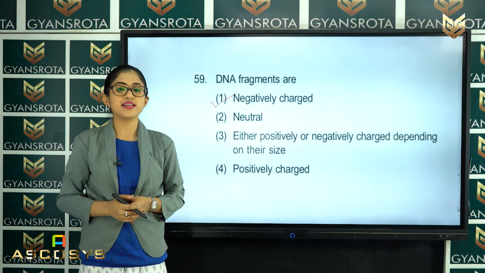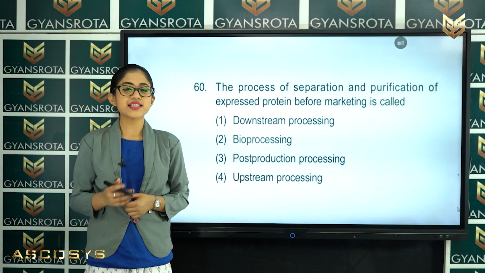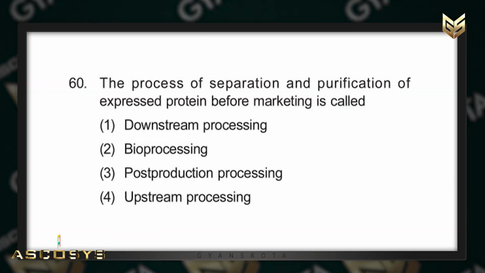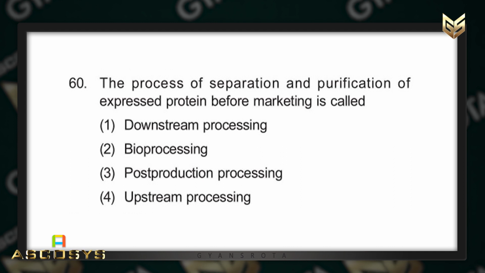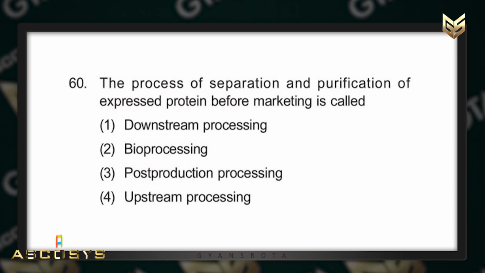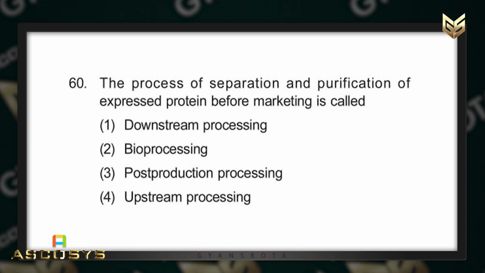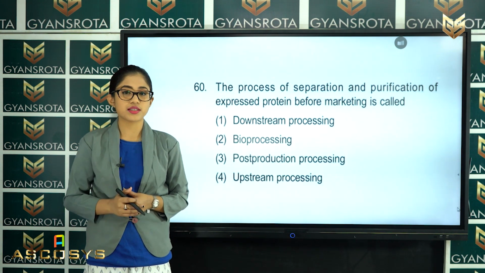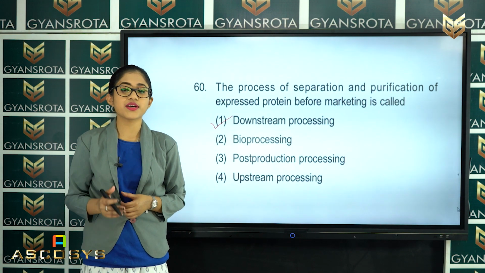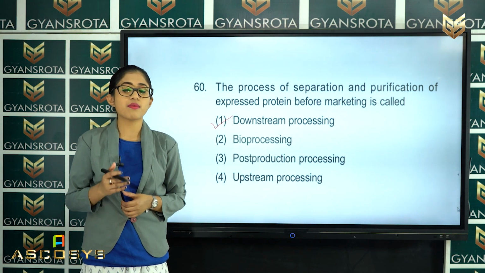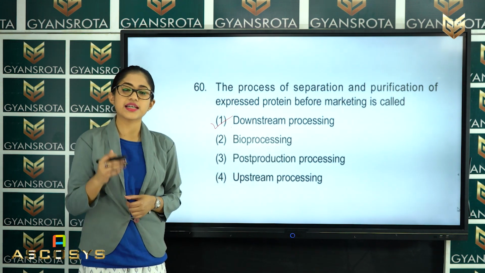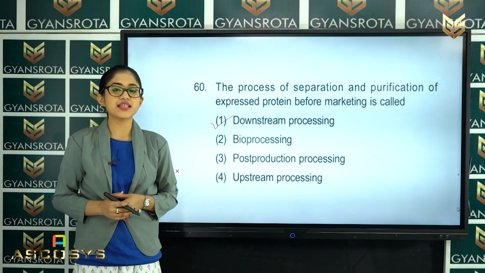Alright. Now, let us see the next question. Question number 60, the process of separation and purification of the expressed protein before marketing is called downstream processing or bioprocessing, post-production processing or upstream processing. So, this is from the chapter Biotechnology, Principles and Processes. The process of separation and purification of expressed protein before marketing is called what? It is called downstream processing. So, this is the correct option for this question. Now, let us see the next question.